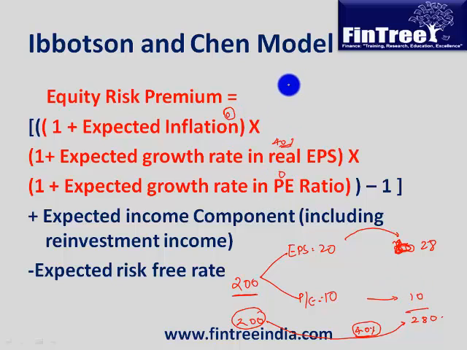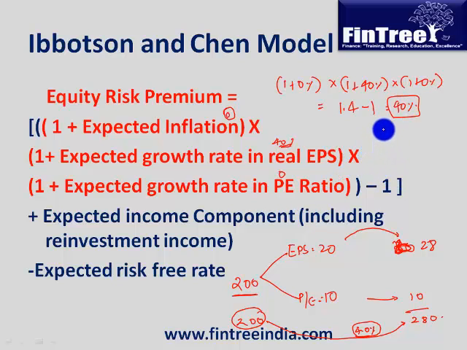So 1 plus 0% into 1 plus 40% into 1 plus 0%, that will give me 1.4. Minus 1 will give me 40%. So this entire term which is in red, minus 1, is 40%. Plus, let's assume I have not earned any dividend, so 0. So total return that I have earned through this equity share is 40. Minus, let's say if RFR was 10, equity risk premium becomes 30.